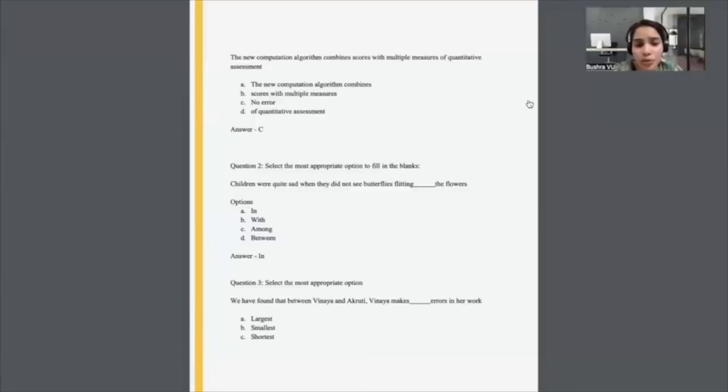Select the most appropriate option to fill in the blanks. Children were quite sad when they did not see butterflies flitting dash the flowers. Flitting where? Flitting in the flowers, right? So that's the answer. So how do you go with the approach? See, when you're talking about something, where we talk about flit, where we talk about get, where we talk about all of these, we try to use the preposition in because it is happening in the flowers, right? So that's why.